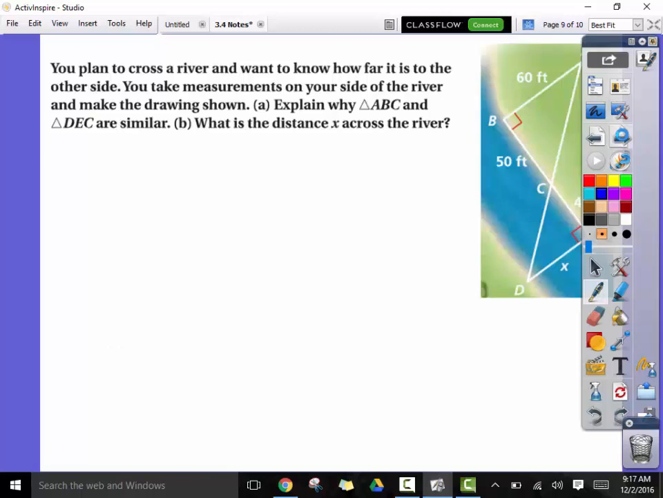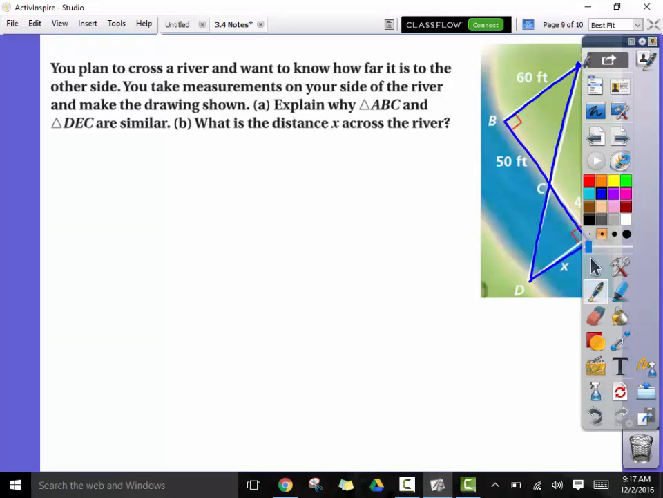Okay, and last one here. Same idea. You want to cross the river, you want to know how far it is to the other side. You take measurements on your side of the river and make the drawing shown. So you are right over here, and you know it's 60 feet to the bank of the river, and then 90 feet down, and you want to know how far across this is.